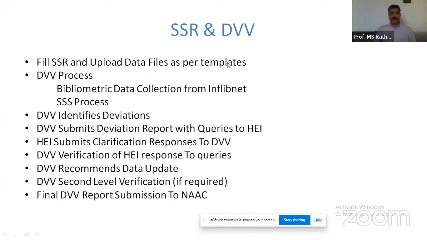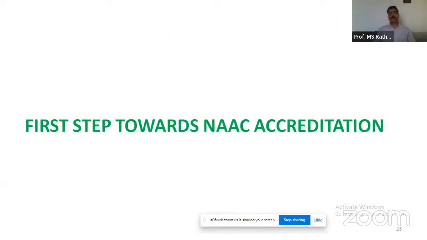Then, on SSR and DVV, there are certain terminologies: the SSR and data files as per the templates are to be uploaded, and then the DVV process is there. I narrated this already. So DVV would be asking for responses. If the response has been given and DVV still has some query, they can ask further in the second level of verification if required, and then this report would be submitted to NAAC. Now we come to the first step towards NAAC accreditation. So my first part is over, and I hope these things are clear so far.